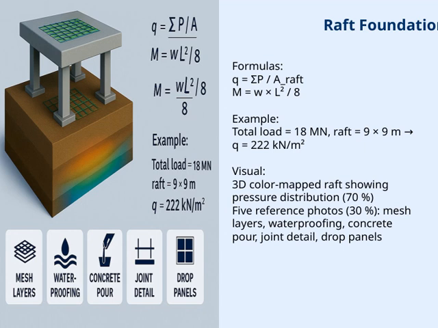On the visual side, we have a 3D color-mapped representation of the raft, showing how the pressure distributes across its surface. You can see areas of higher and lower pressure, which helps us identify potential stress points. Additionally, there are 5 reference photos that provide practical insights: the mesh layers used for reinforcement, waterproofing details, the concrete pouring process, the joint details, and drop panels.